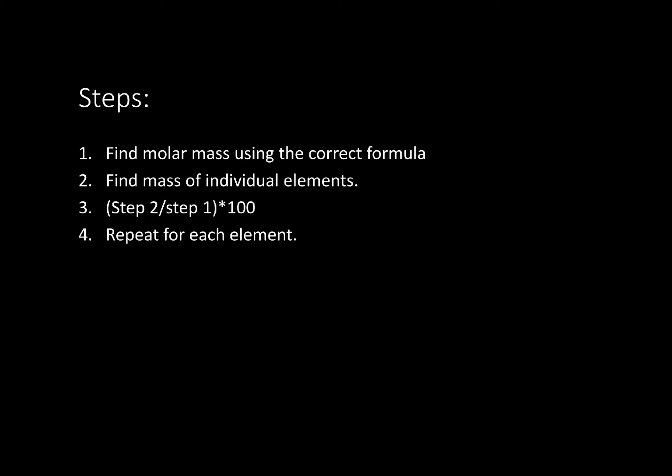Alright, so these are the steps to find percent composition. Step number 1, you are going to find the molar mass. We've already learned how to do this. For this, you have to have the correct formula. You will also need your periodic table, so have that handy. You will find the mass of individual elements by looking at the formula, again from the periodic table. Then you're going to do step number 2, divided by step number 1, and you're going to multiply it by 100.